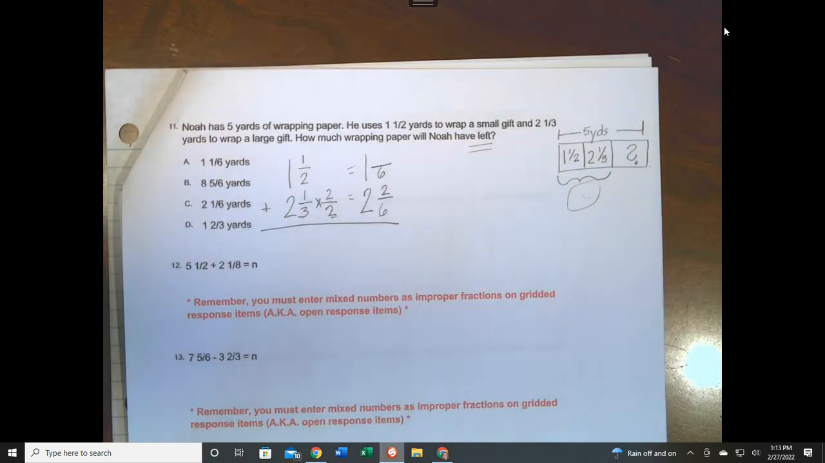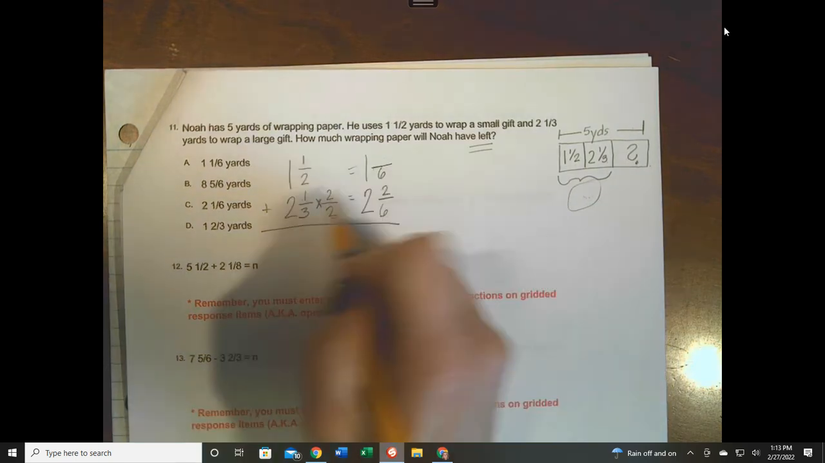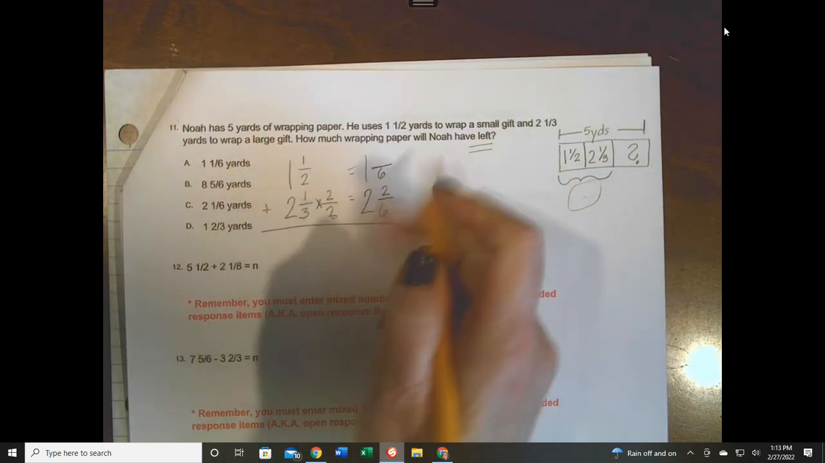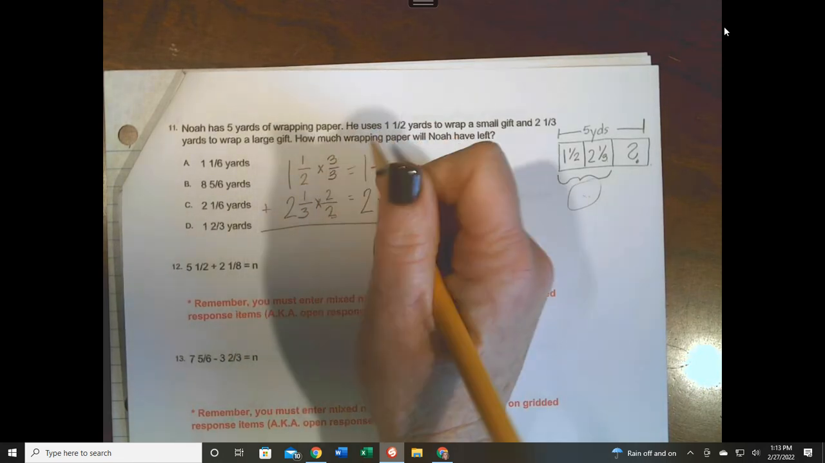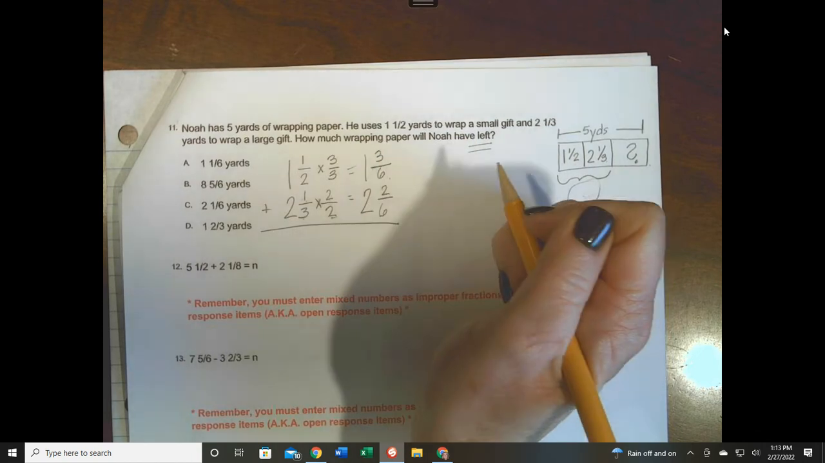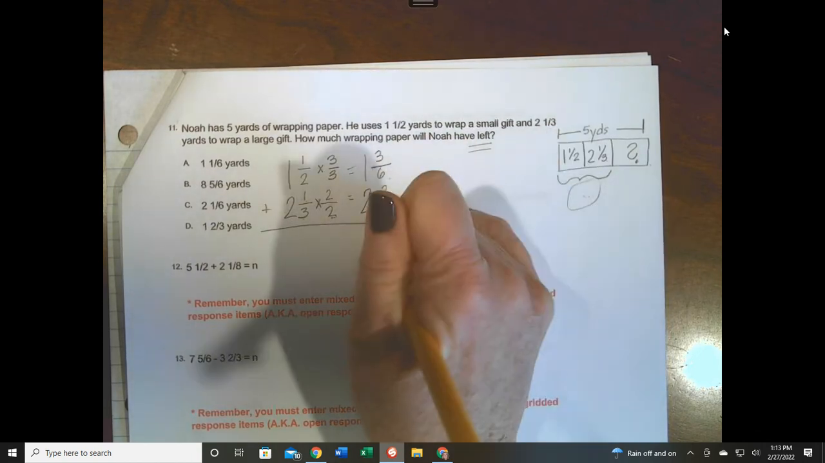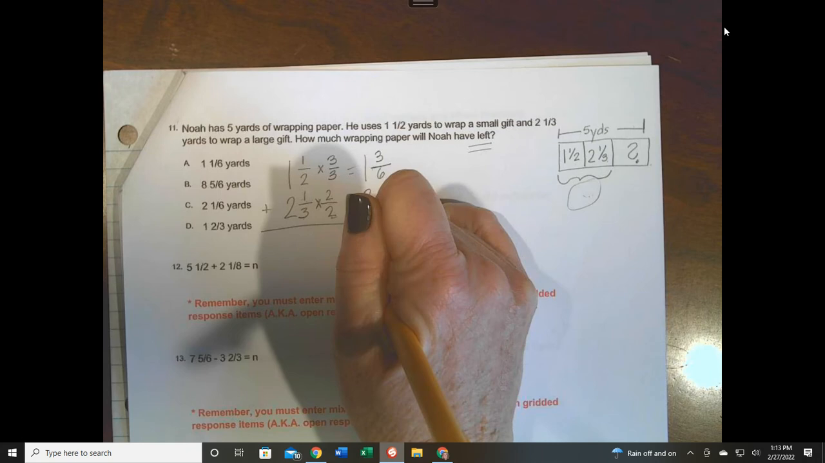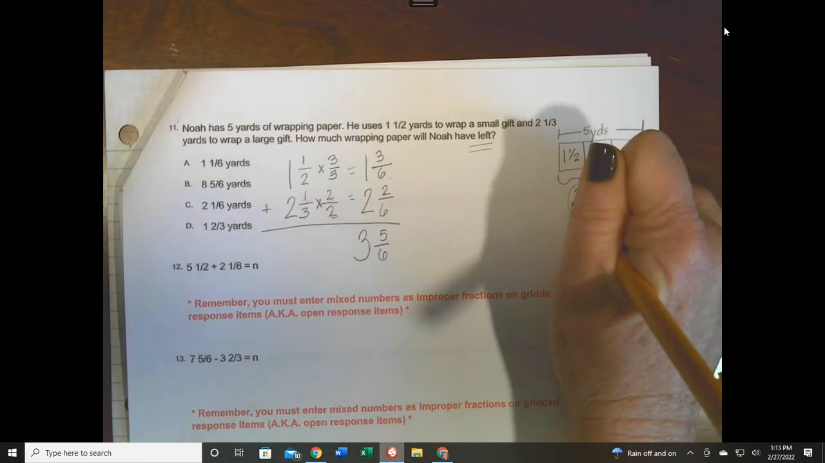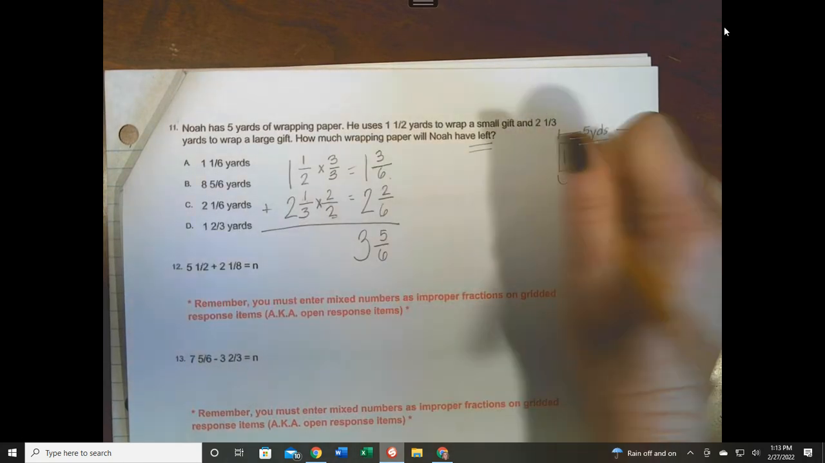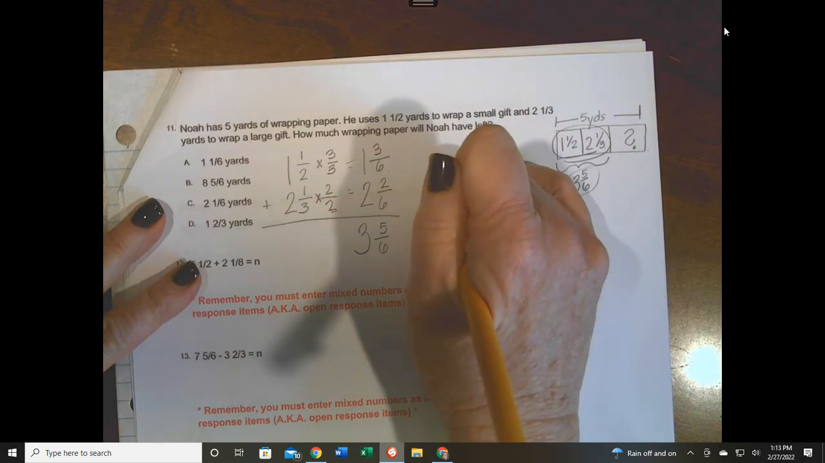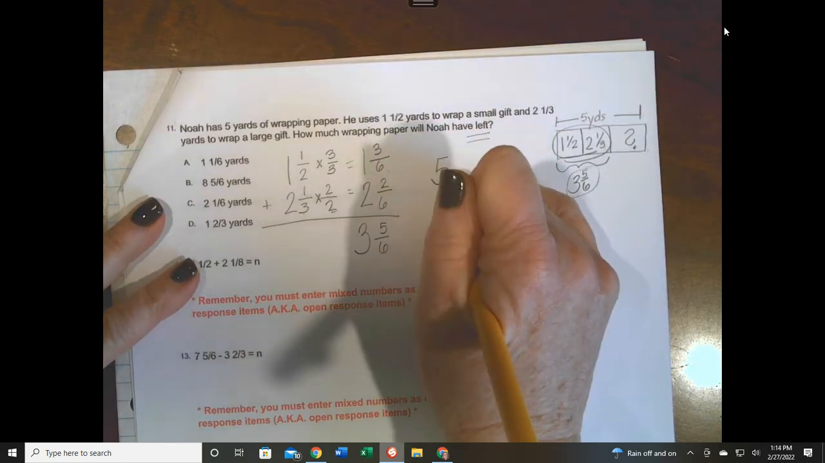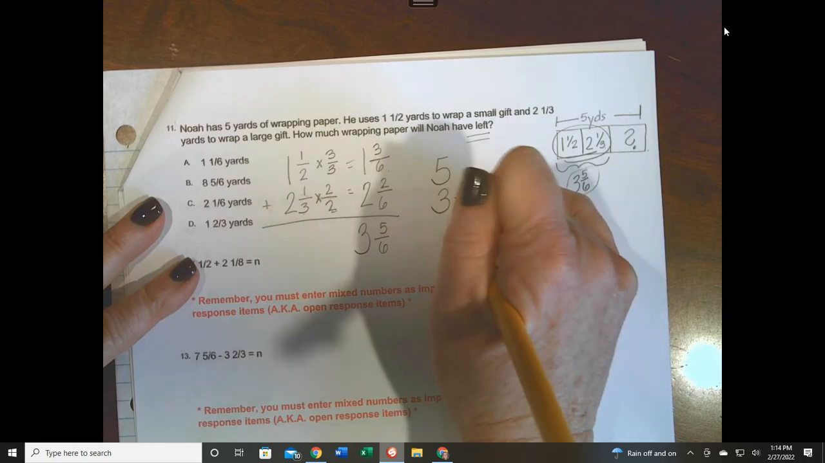There we go. All right, let's look at the top fraction. We multiply 2 times 3 to get to 6. So we're going to scale up 1 1/2 times 3/3. So we get 1 3/6. So when I add, I get that 3 5/6 right here is the amount that's been used, right? Out of 5 yards of wrapping paper that Noah started with. So now I'm going to have to subtract the used amount, 3 5/6, from 5.